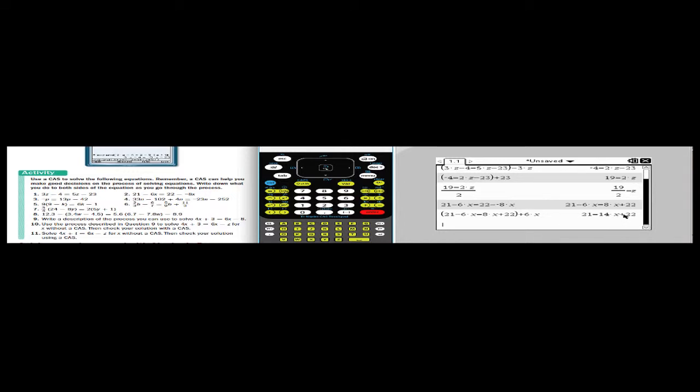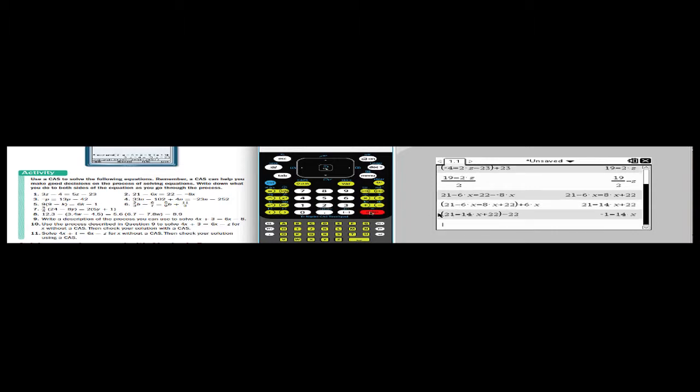Now I'm going to undo the addition here. I'm going to subtract 22 from both sides, so minus 22, enter, and I get that negative 1 is equal to 14 times x.